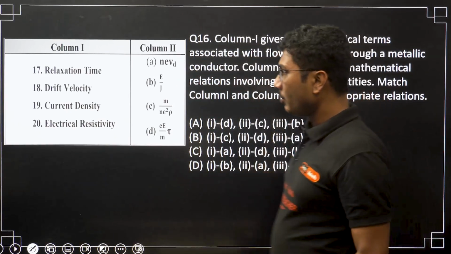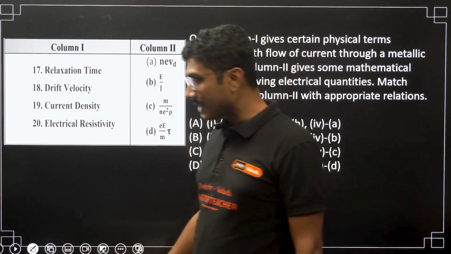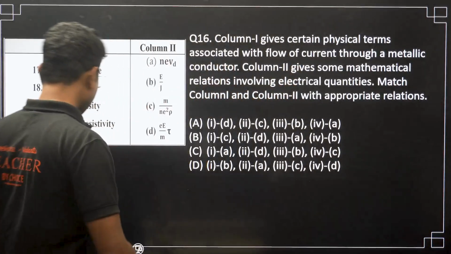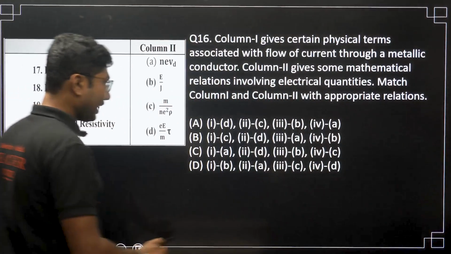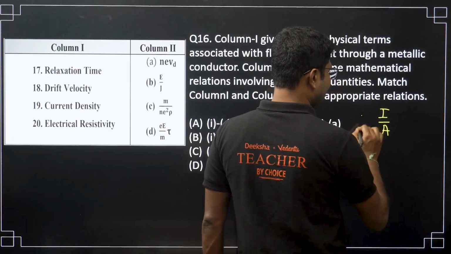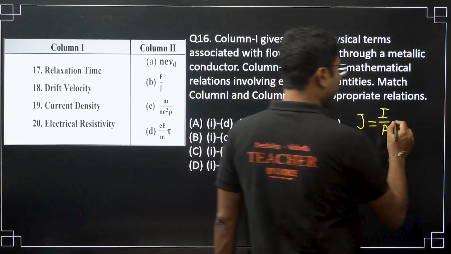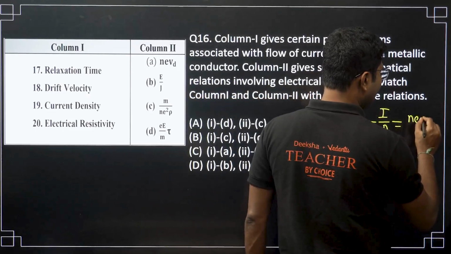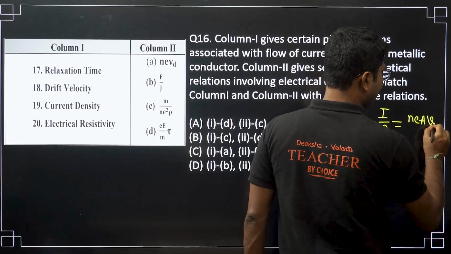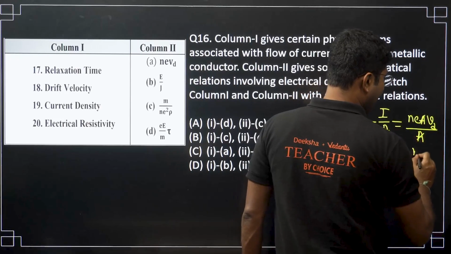Now we can see that current density is J. What is current density, by the way? Current density J is I by A. Now what is I? I is N E A VD, divided by A. So A cancels and you get N E VD.